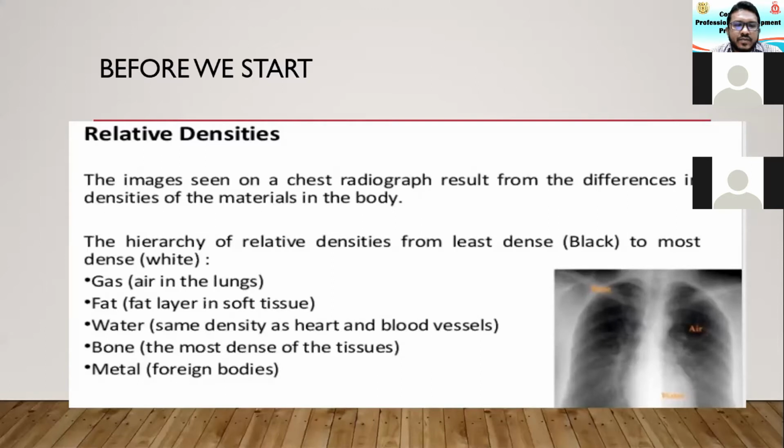So the gas would be the least resistance for X-ray penetration, which will appear as dark, and the metal would be the most resistant for X-ray penetration, which will appear very, very bright white. In between you have fat, which has slightly more resistance than gas, so it will have a slightly lighter shade, and then you have soft tissues and bone in between.